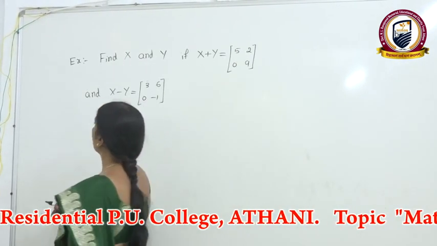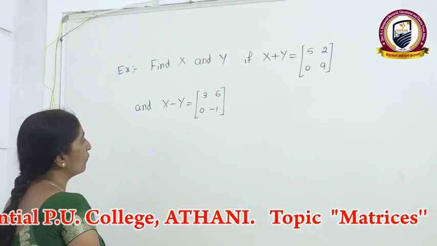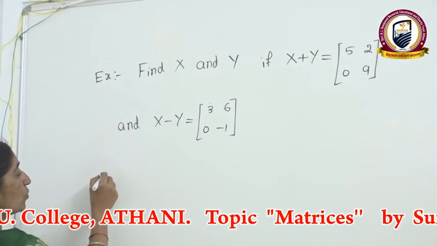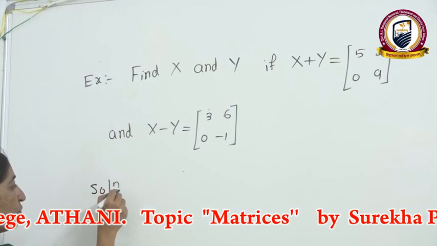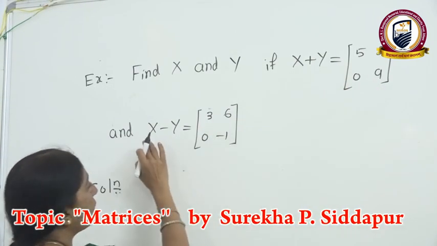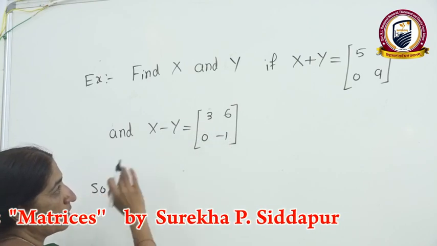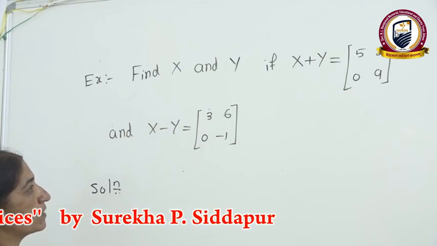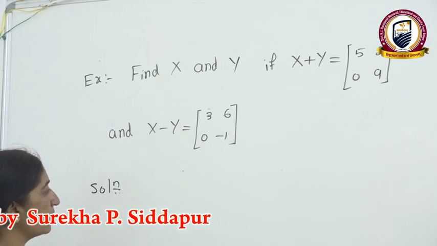In the next one, I am giving you a little bit different type of example. Here, 2 equations are given for you. One equation is x plus y is a this matrix. Another one is x minus y is a this matrix. 2 equations and 2 variables. They are just like simultaneous equations.